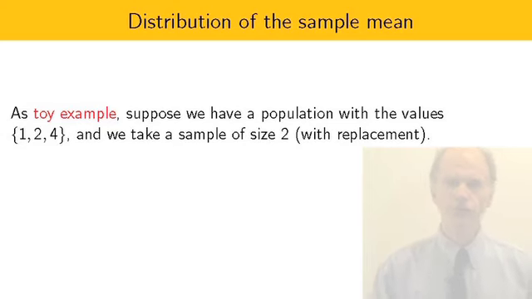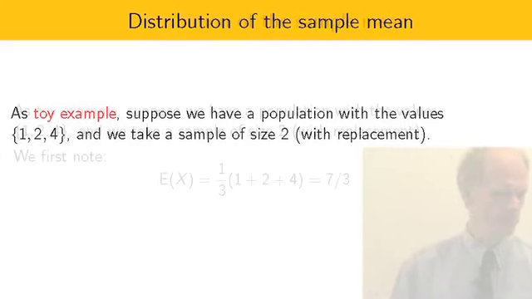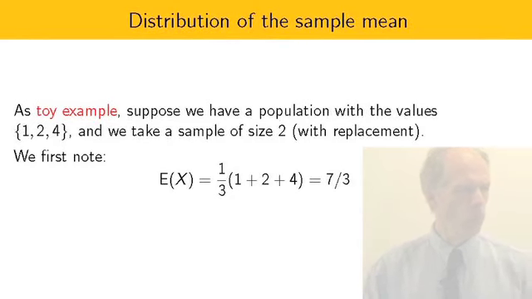Well, let's take a very simple toy example. Suppose we have just three values, 1, 2, and 4. And we're going to sample from this population, if you like, 1, 2, and 4, with samples of size 2 with replacement. Okay, so first of all, we're going to suppose these values are equally likely. 1, 2, and 4 all occur with equal probability.